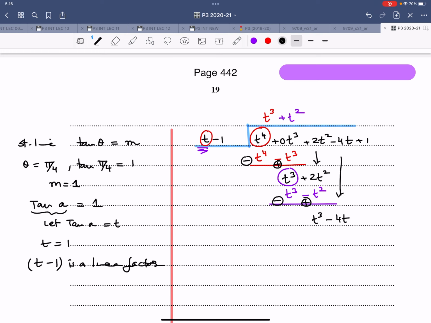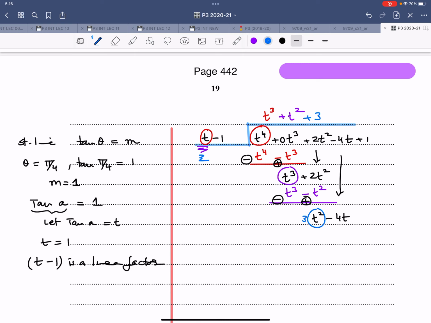Pull one more term down. Repeat the process. Let me choose a different color, this time blue. So t cube over t, that is t square. So this is t square. So therefore 2 plus 1, this is 3t square. So 3t square over t, that is 3. This is 3t square minus 3t. So this is t, and this is 3t.